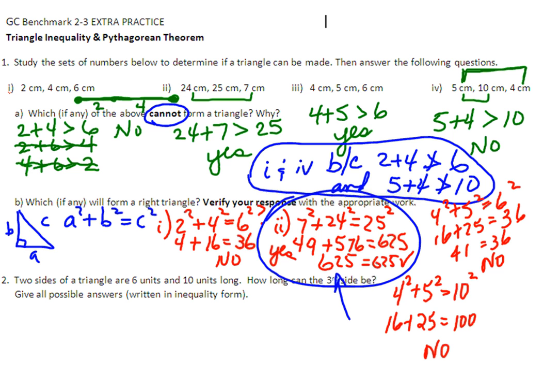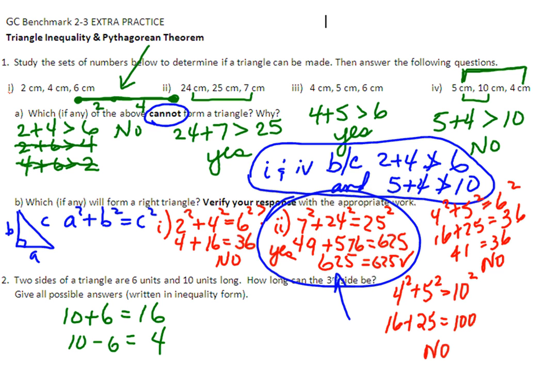Final problem, two sides of a triangle are 6 units and 10 units long. How long can the third side be? You take that 10 and that 6, add them together. That gives us the longest possible, and subtract them. That gives us the shortest possible, but it can't actually be those lengths because then we'd have the same situation as above where we had sides on top of the other sides. So the value of x, or the value of the third side, would be between those two values.